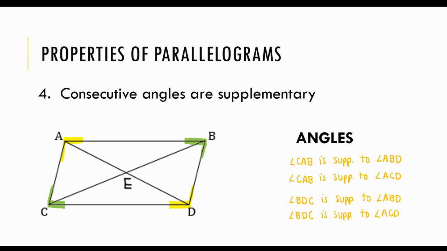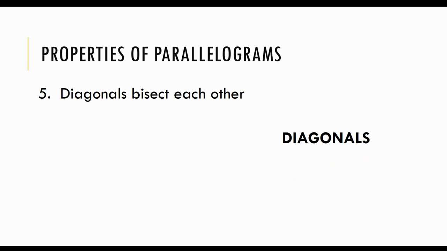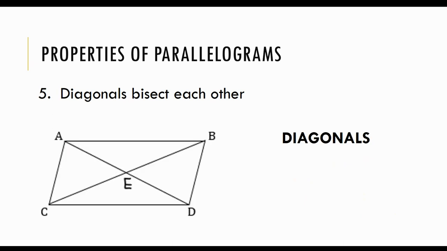Because notice that angle ABD I have listed right here as well as right here because there are 2 angles supplementary to it. I've already got those listed. If I was looking at the angle of ACD, I already named those twice as well because there are 2 angles supplementary to it. So I have listed all the different sets of consecutive angles that are supplementary to each other in this picture. Like I mentioned, there are 5 properties, so the last property is based off of diagonals.